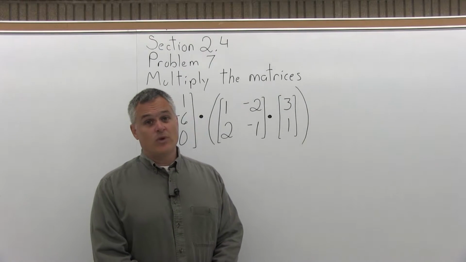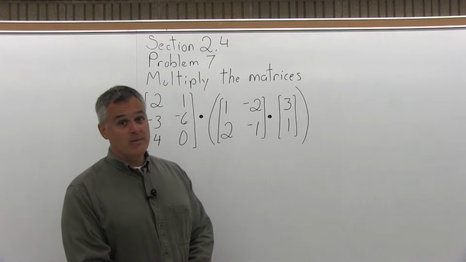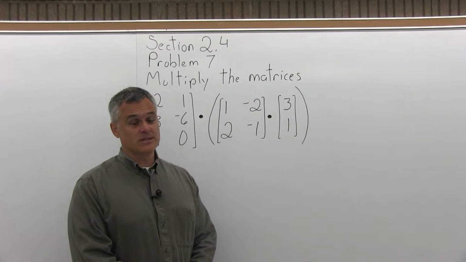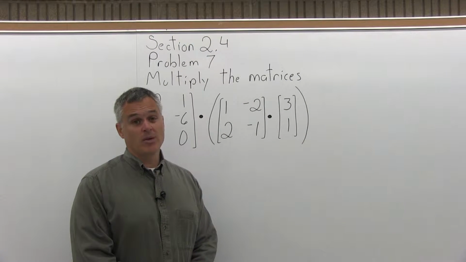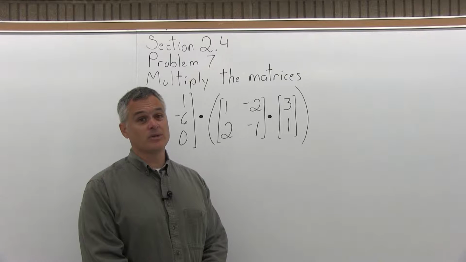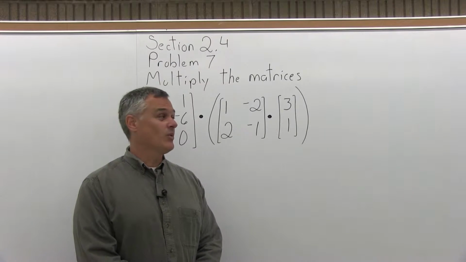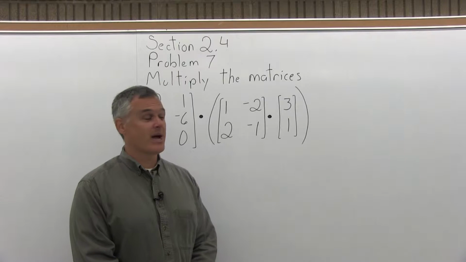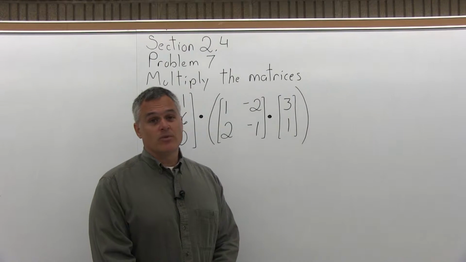This is Section 2.4, Problem 7. It says multiply the matrices, and you actually have 3 matrices, and there's some parentheses grouped around 2 of them. Now, if you notice, this is the same problem as number 6, except the parentheses were in a different spot. So if you look at number 6, you'll see if we wind up with the same answer or not. Let's see what happens. So in any type of math, you need to do the work in parentheses first.